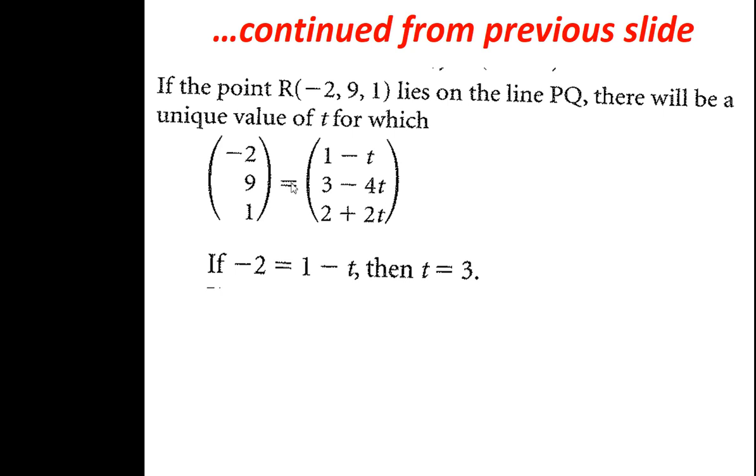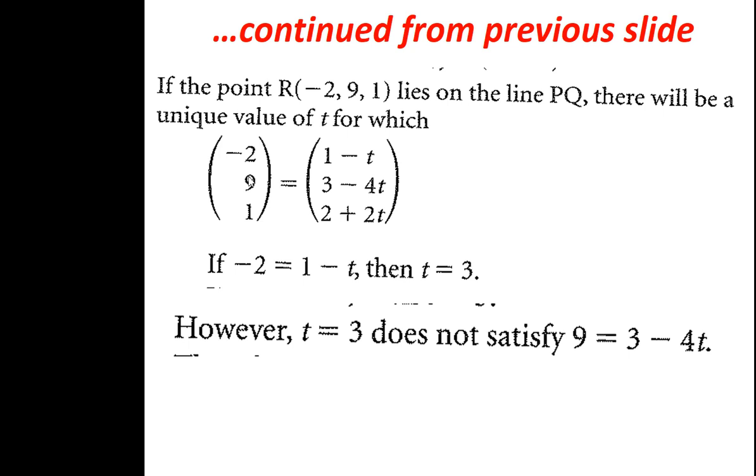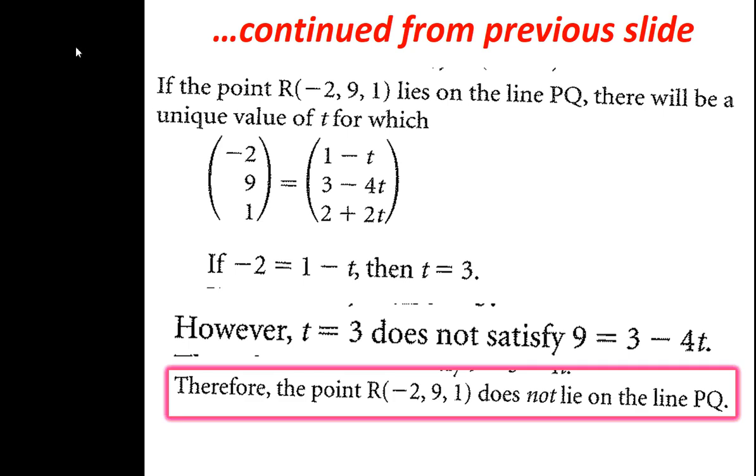However, does t equals 3 satisfy this? If t equals 3, if you sub 3 in here, 3 minus 4 times 3 is 3 minus 12. Would you get 9? No, you wouldn't. You would get -9. If this point R lay on this line, then that value of t would be the same for all of them. Whereas if you solve for t here, you'd get a different value. If you did 9 equals 3 minus 4t, you would get a fraction, something like 3 over 2. And same thing if you did 2 plus 2t. So basically, I just solved one of them.